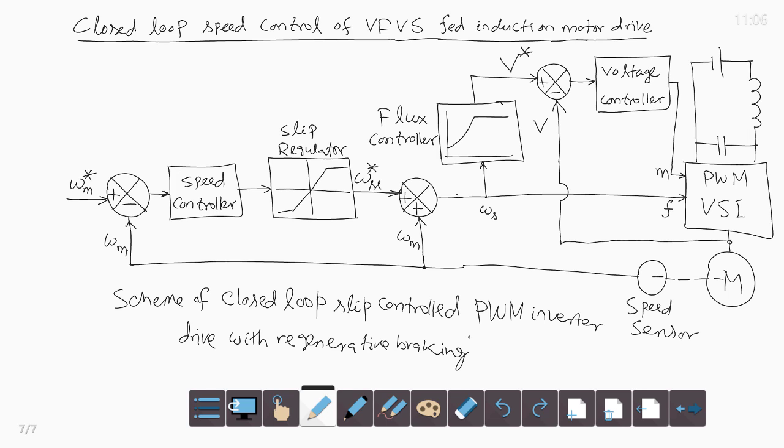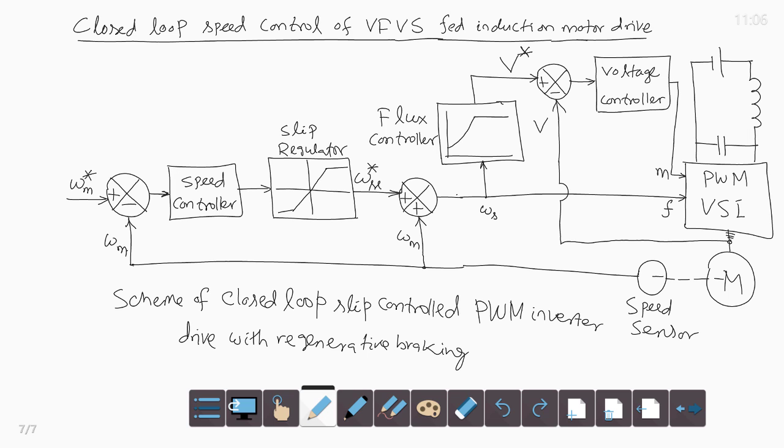So, for closed loop control of variable frequency, variable voltage source fed induction motor drive, a scheme is shown in this figure with regenerative braking facility. At the right most you have the PWM VSI feeding the induction motor and drawing power from a DC source. The induction motor speed is taken as feedback through a speed sensor and compared with reference speed omega m star and processed through a speed controller.